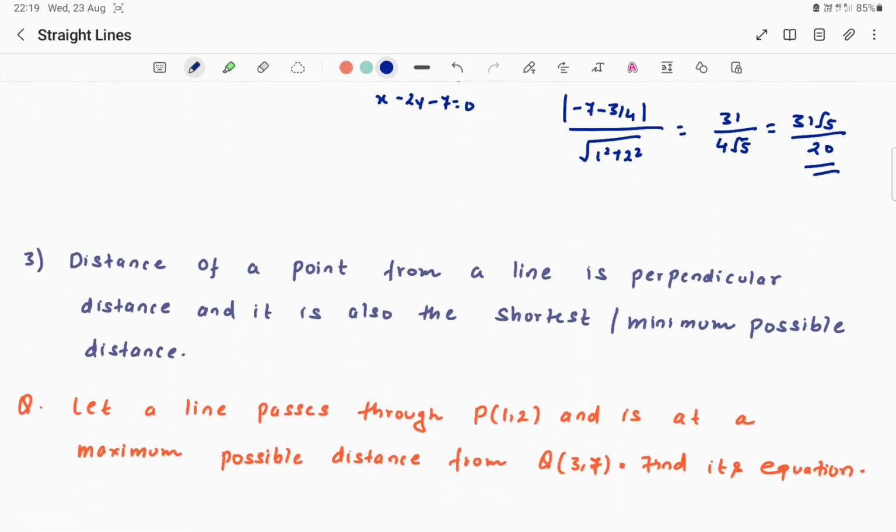Also, the distance of a point from a line is the perpendicular distance, and it is also called the shortest or the minimum possible distance. Means when somebody asks what is the minimum possible distance, we should understand they are talking about the shortest distance.